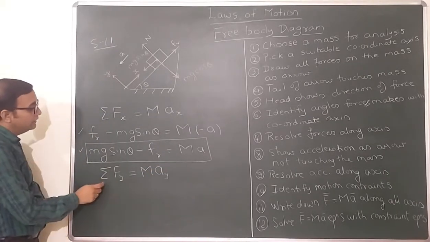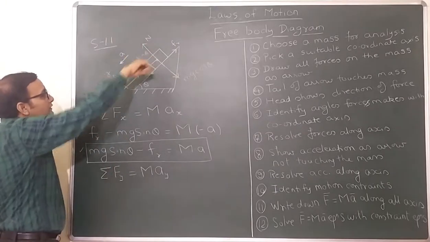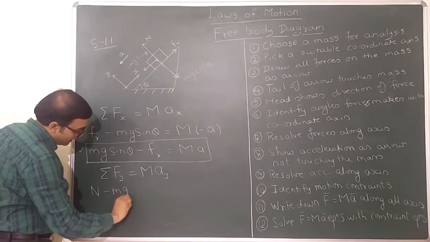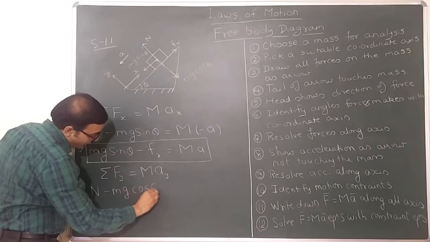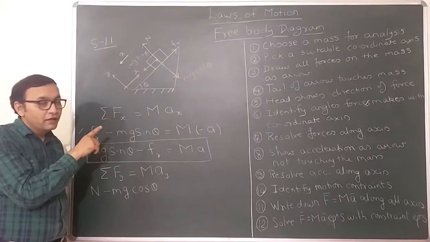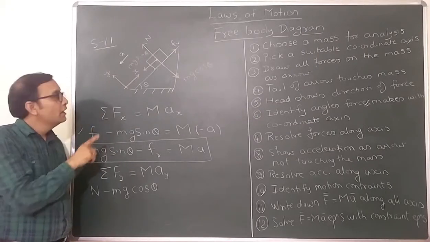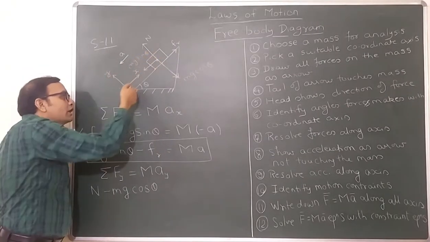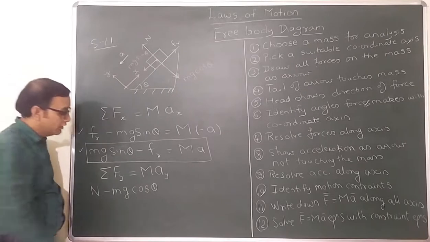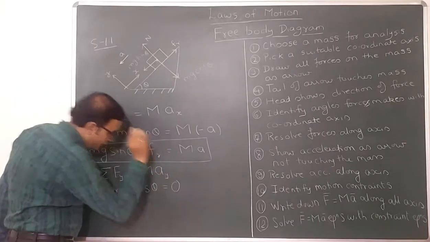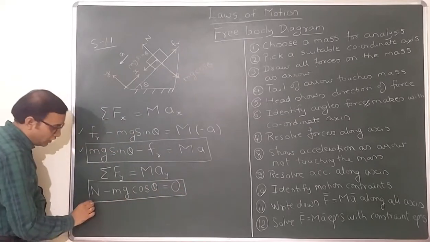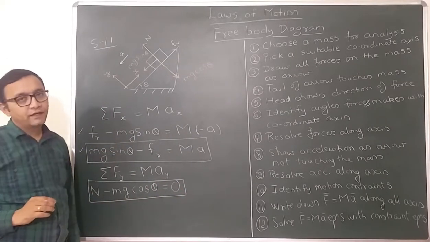Now, in this particular case, this is the y-axis. Total force along the y-axis is N minus mg cos theta. And what is the acceleration along the y-axis? We have assumed here that since it is constrained to move along the incline only, there cannot be any motion perpendicular to the incline, right? So this must be equal to 0. So these are the two equations we have got from Newton's second law.